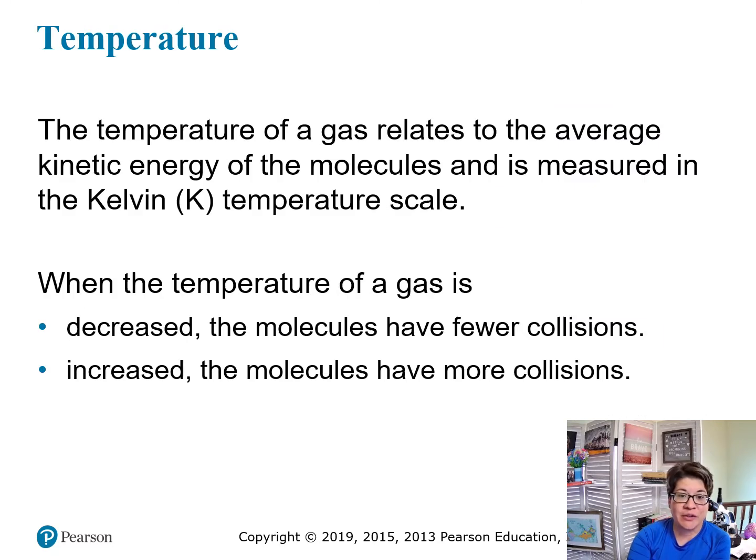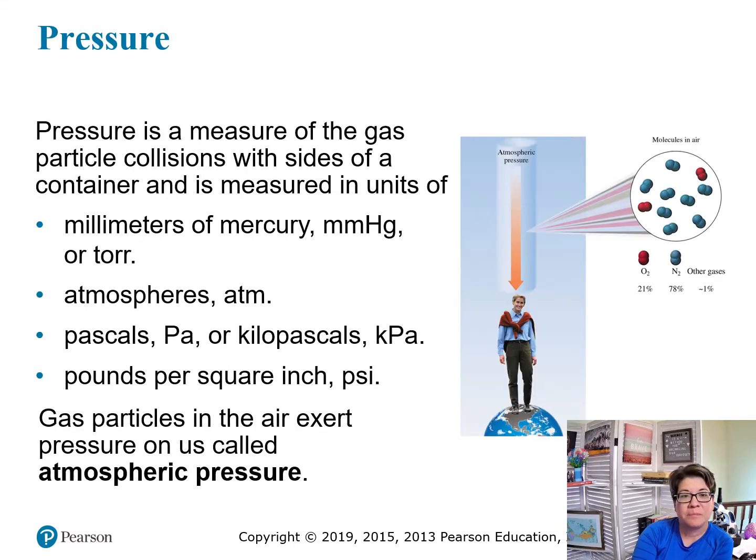Temperature is the average kinetic energy. It's usually measured in Kelvin. So if you see a measurement that's in Celsius, you might have to change it to Kelvin. And if we decrease the temperature, there's going to be fewer collisions. And then if we increase it, there's going to be more collisions. So that's why it has to do with kinetic energy.